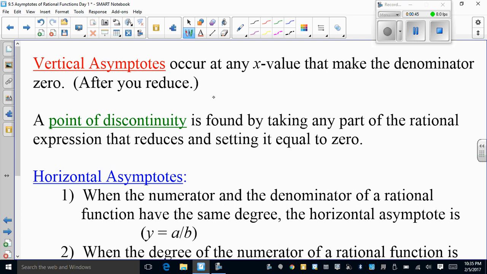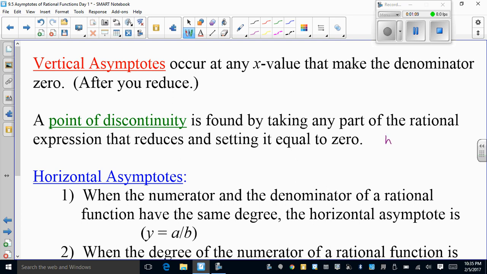A point of discontinuity is found by taking any part of the rational expression that reduces and setting it equal to 0. Say you have x plus 1 over x plus 1. They can cancel out, and you no longer have the vertical asymptote, but you have a hole in your graph. That is what we are referring to as a hole in the graph.